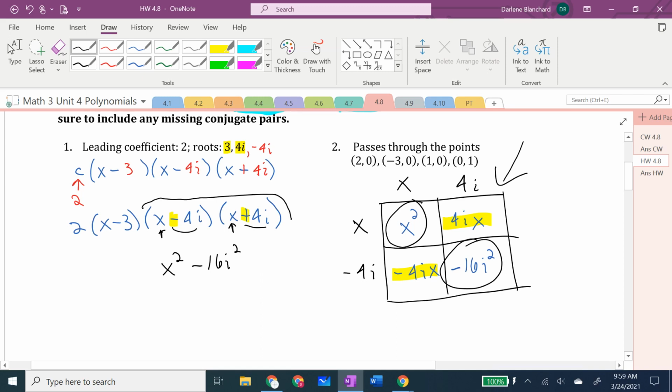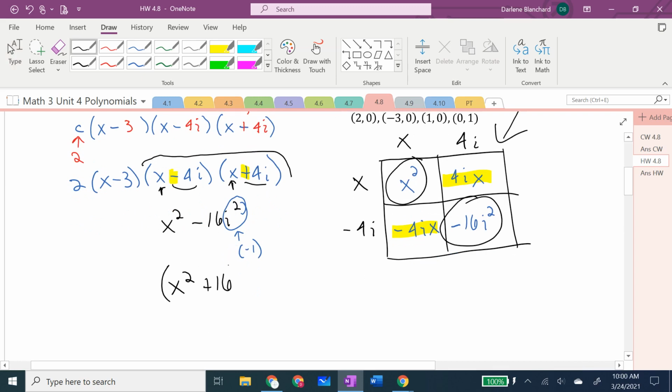And then we're not done because you need to not leave i squared. You want to remember that i squared is equal to negative 1. So that means that we have x squared minus 16 times negative 1 turns that into plus 16. So that's bringing together those two. Always bring the conjugates together first to save yourself a lot of other pain.